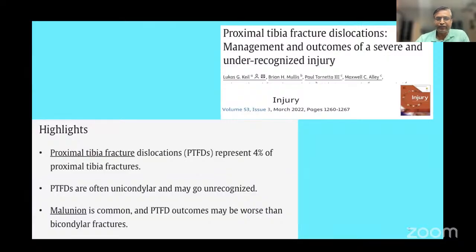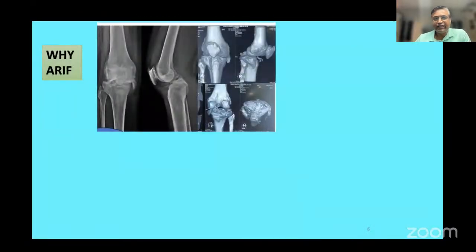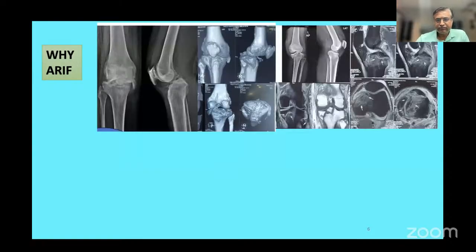This paper, again by Lucas et al., has shown that 4% of proximal tibia fractures are associated with dislocations. Timely identifying these fractures and intervening can prevent a disastrous outcome. So if you see why we need arthroscopic-assisted fixation: these are certain fractures. If you see, they are subtle proximal tibia fractures where, if you have not treated them appropriately, they present to us with these kinds of instabilities.